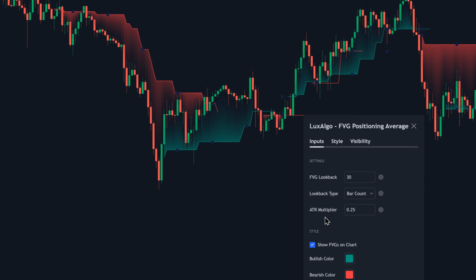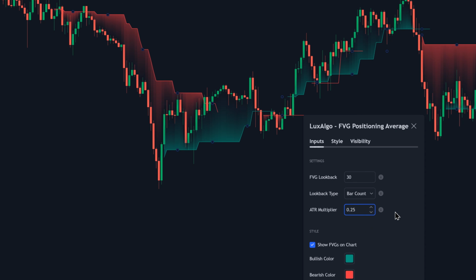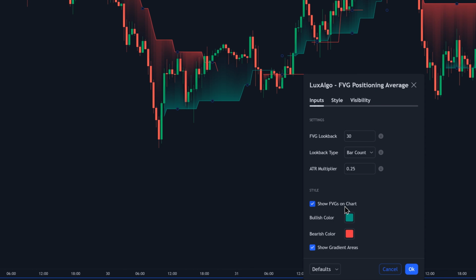And then here we have the ATR multiplier that can be used to filter out weak FVGs. Having a bigger number, like 2, is going to filter out a lot of FVGs. So smaller numbers less than 1 are recommended. For this video, I'm going to keep it at the default value of 0.25. We also have an option to show or disable the FVGs, as well as showing or disabling the gradient areas. I'm not going to touch any of these options because for our strategy, they work pretty fine.